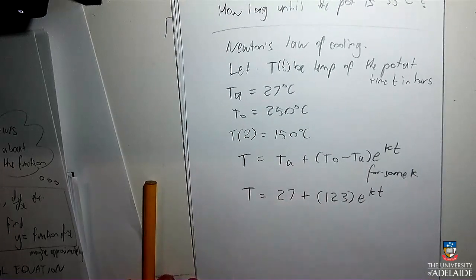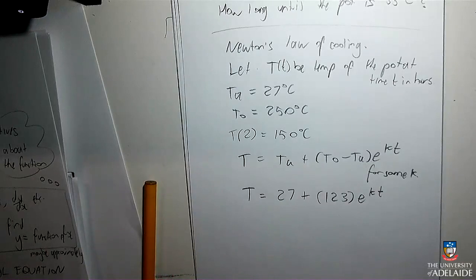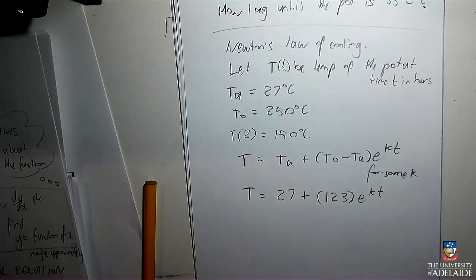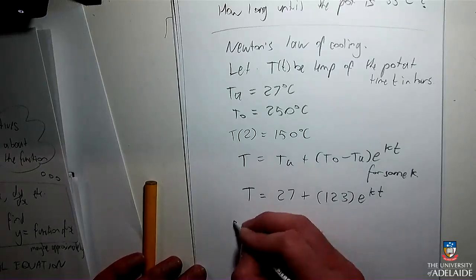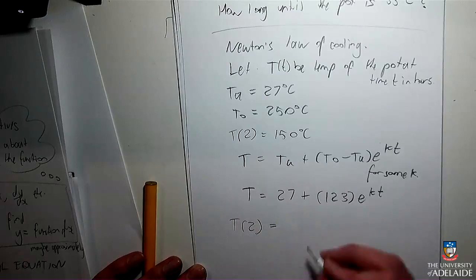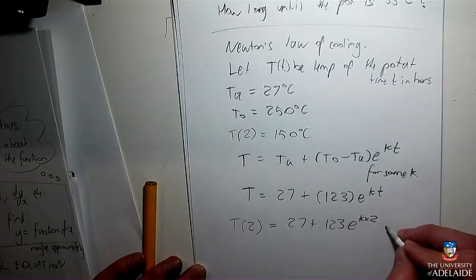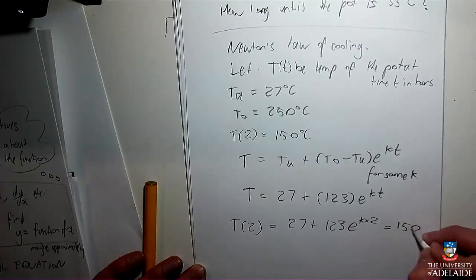So we know that the only unknown in this story is actually the k. In the other story we had two unknowns, but this one we only have one unknown because we've actually already used the information about the initial temperature to get this bit just here. That part of the work's already been done for us. So we can skip that bit. And so we can say that T of 2 is 27 plus 123 e to the k times 2, which is supposed to be 150.